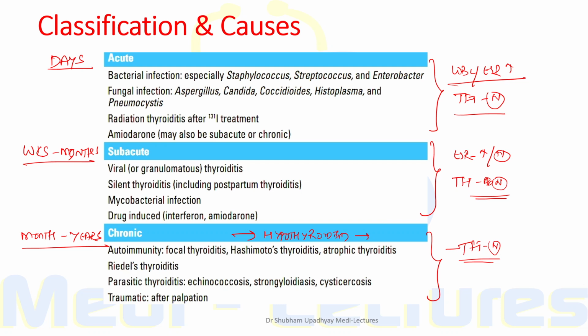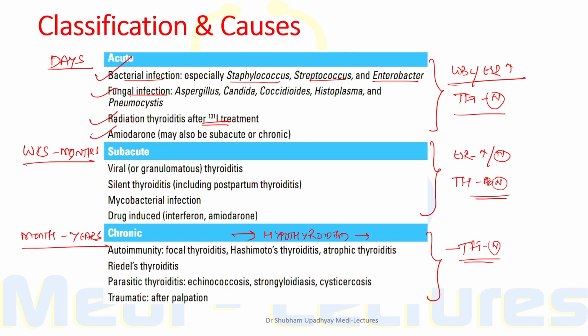Now let's discuss the causes. Acute thyroiditis is basically due to suppurative infection, which can be bacterial infection, especially due to Staphylococcus, Streptococcus, Enterobacter. In an immunocompromised host, fungal infection can lead to thyroiditis, like Aspergillus, Candida, Coccidioides, Histoplasma, Pneumocystis. Then radiation thyroiditis, especially after iodine 131 treatment. We have discussed in the treatment of Graves' disease that iodine 131 is used for treatment of Graves' disease, then solitary thyroid nodule which is a hyperfunctioning nodule, etc. So it can also lead to thyroiditis. This is known as radiation thyroiditis.